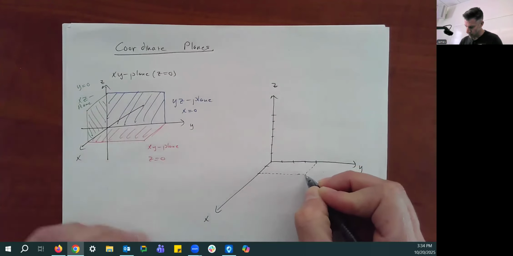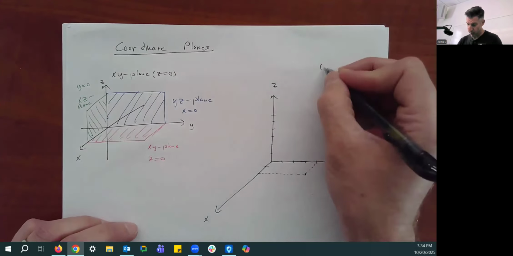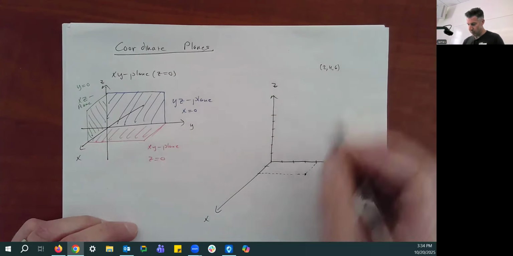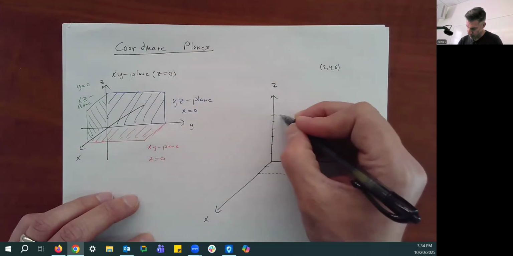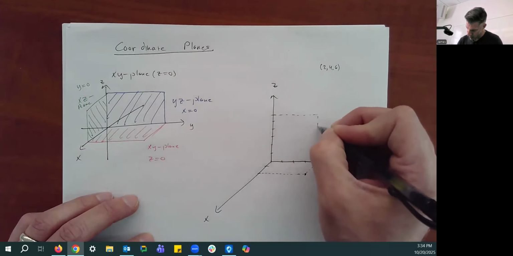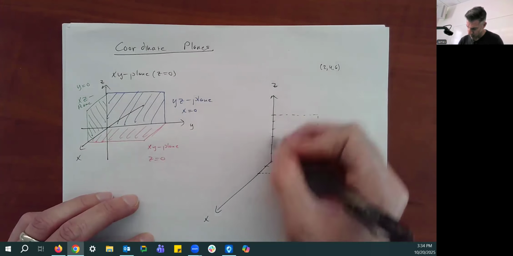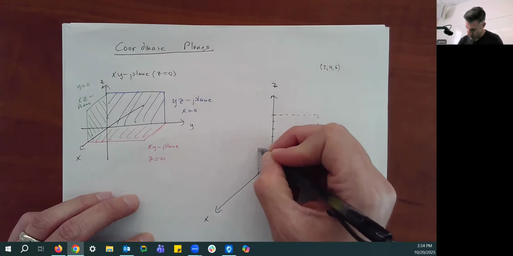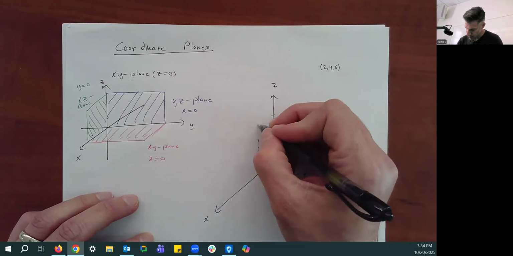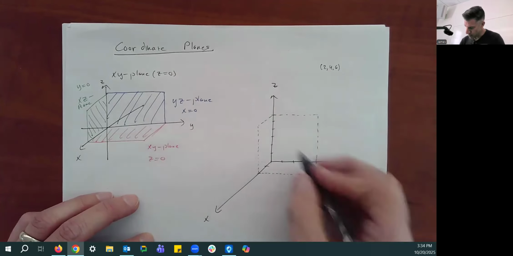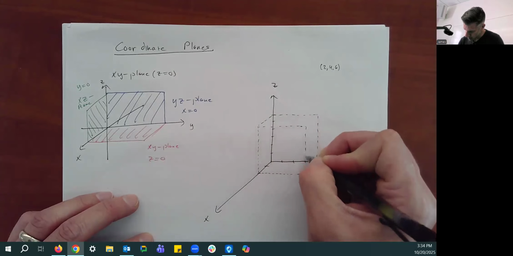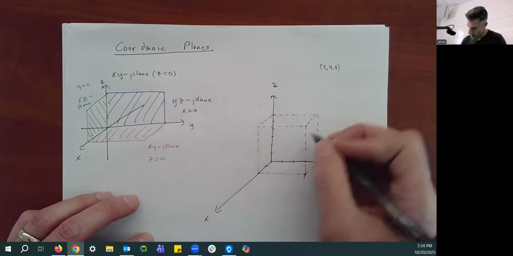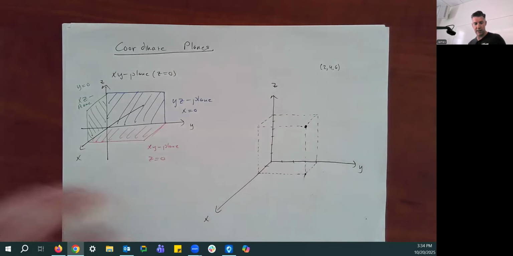So watch how I'm doing this, right? To find the point 2, 4, 6 again, I'm going 2 in the x direction, 4 in the y direction, and then I'm finding all of those intersections. And there is a reason to draw this, not just because I want the picture again. So here's our nice little box. There's your point 2, 4, 6.